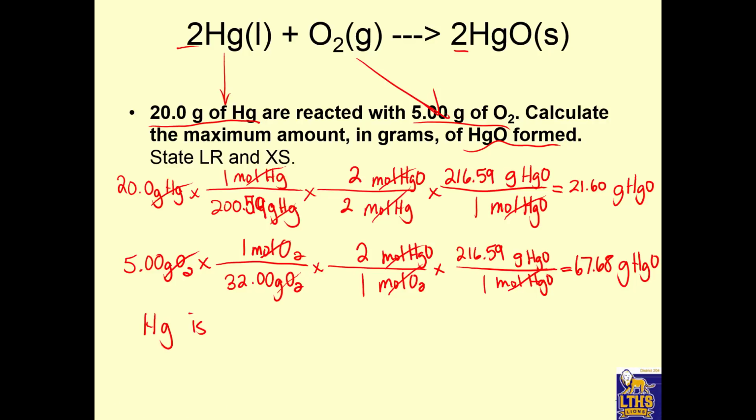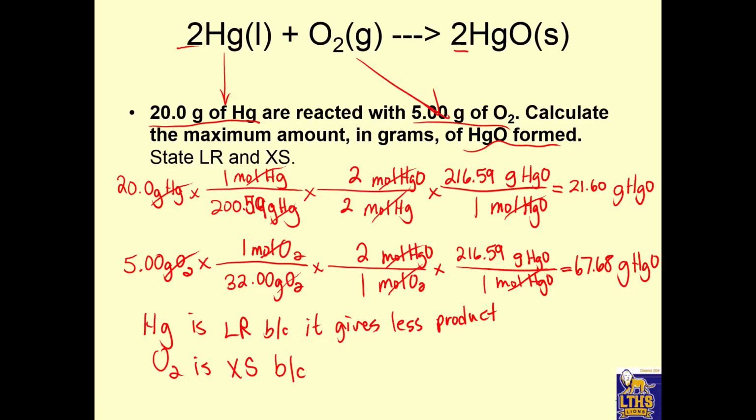Hg is the limiting reactant because it gives less product, meaning it's going to run out before all the oxygen does. Oxygen is the excess reactant because it gives more product than Hg can give. All right? So that means there's going to be some left over. So we answered this part, state the limiting and the excess.